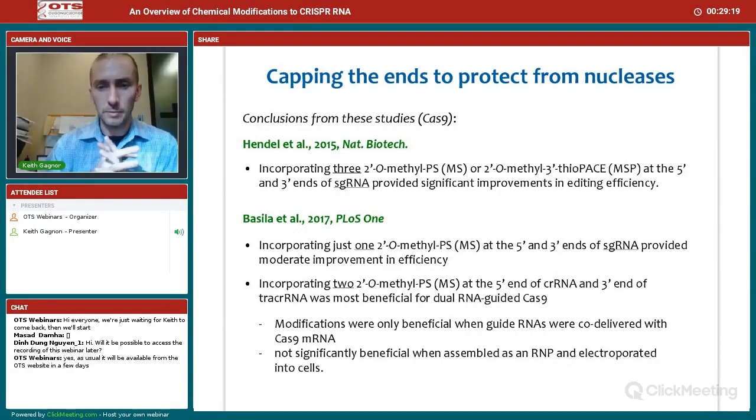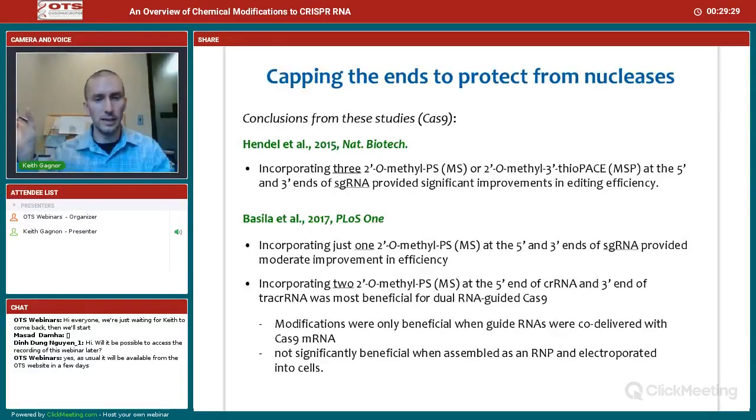Okay. So the Hendel et al. paper was great because all you had to do was add, it seemed, these few modifications on the end, the MS or the MSP, the 5' and 3' ends to cap. And this study was done with single guide RNAs. What they found is it produced a significant improvement in editing efficiency.